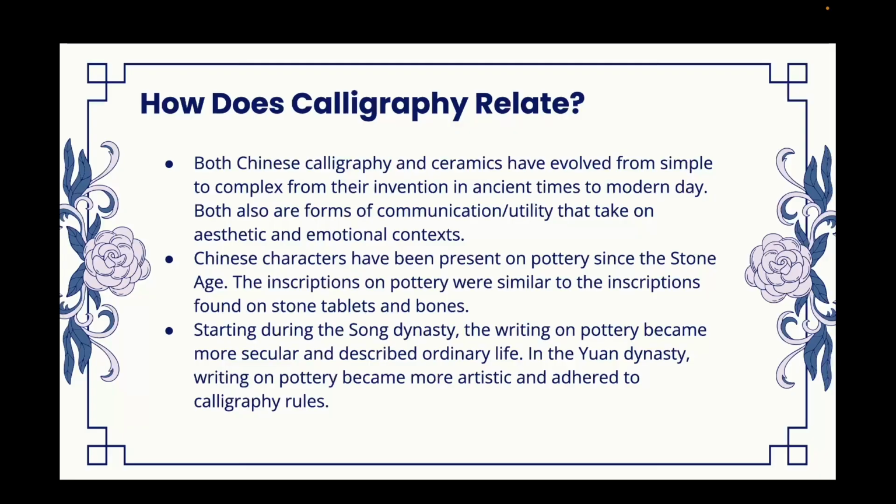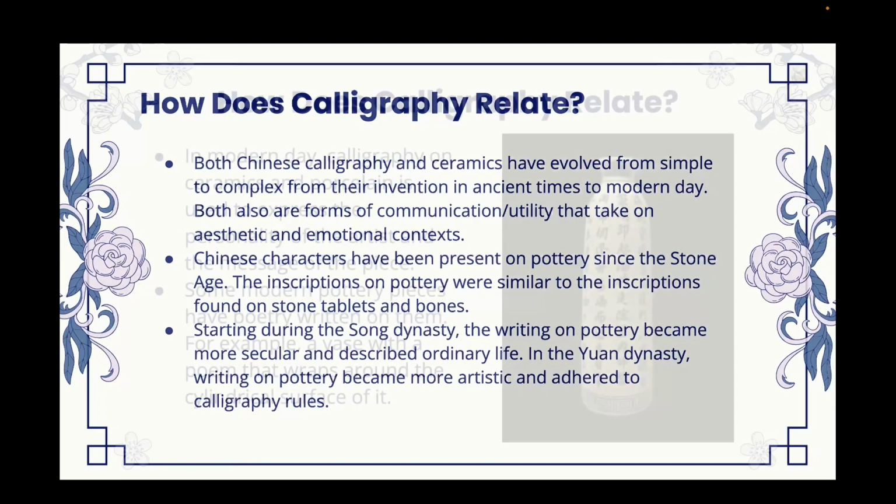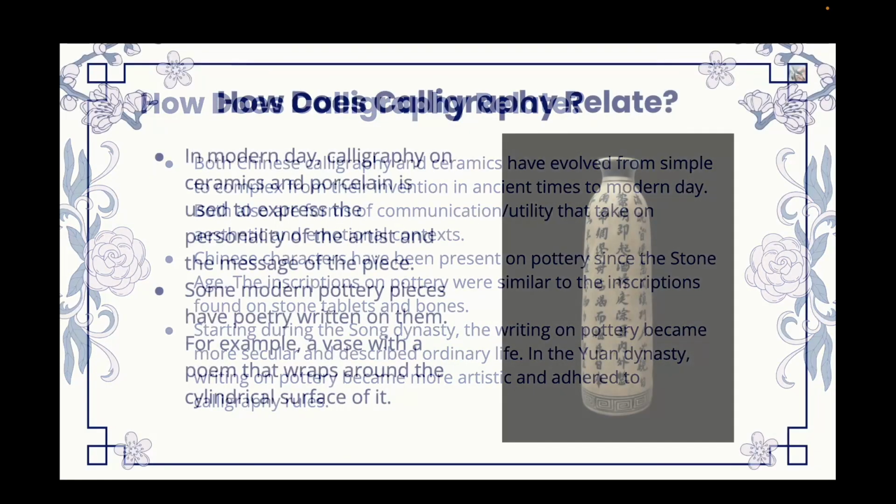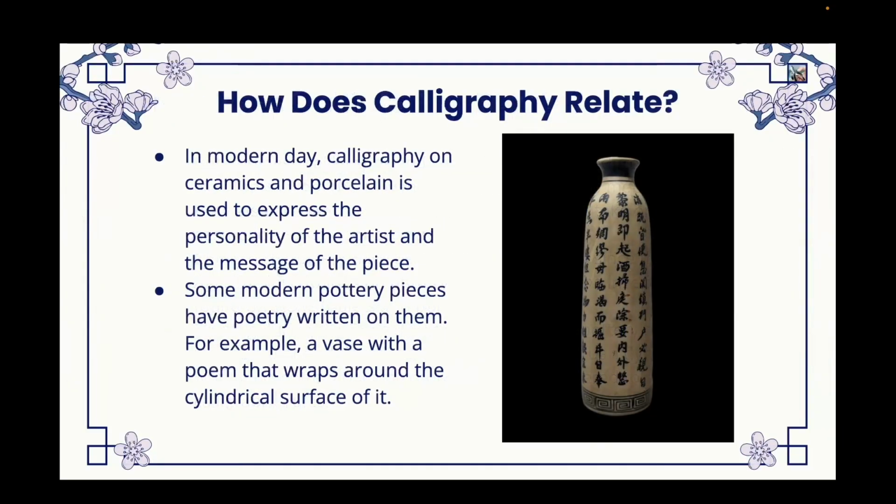Starting during the Song dynasty, the writing on pottery became more secular and described ordinary life. In the Yuan dynasty, writing on pottery became more artistic and adhered to calligraphy rules. In modern day, calligraphy on ceramics and porcelain is used to express the personality of the artist and the message of the piece. Some modern pottery pieces have poetry written on them. For example, a vase with a poem that wraps around the cylindrical surface of it, as you can see in the picture on the right.